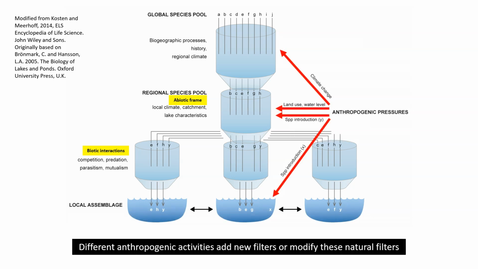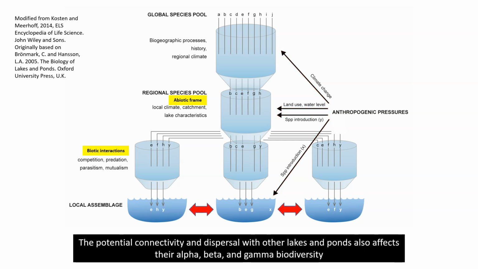Different anthropogenic activities add new filters or modify these natural filters. The potential connectivity and dispersal with other lakes and ponds also affects their alpha, beta, and gamma biodiversity.